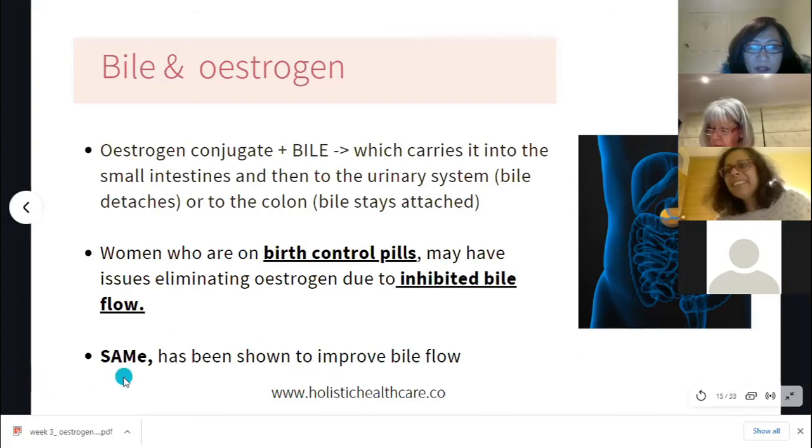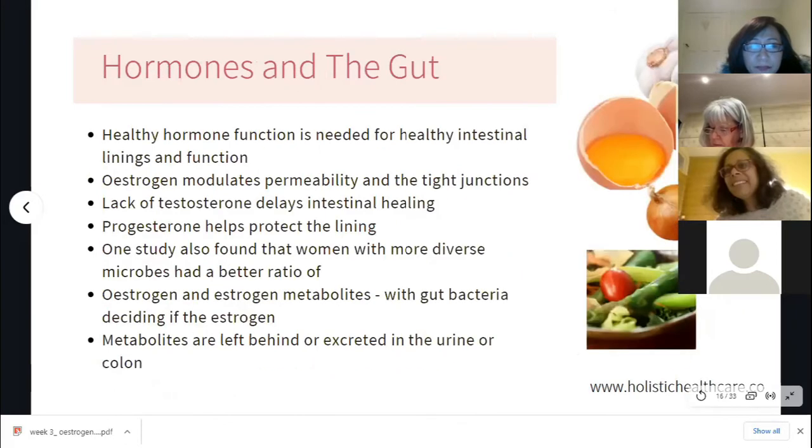SAMe, so that's one of the nutrients I mentioned earlier, that can also improve bile flow as well.